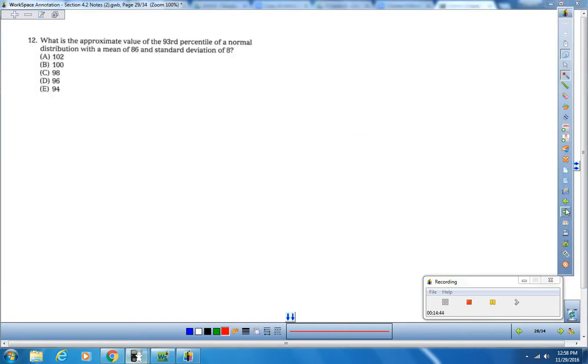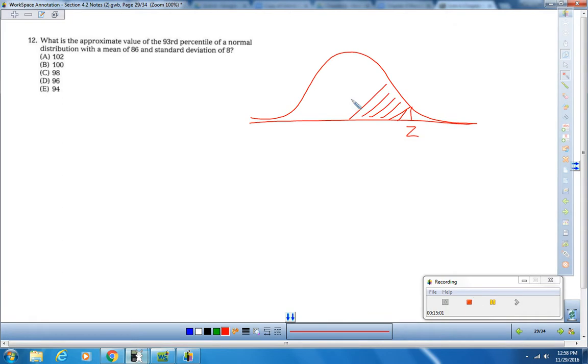Let's move on to number 12. What's the approximate 93rd percentile value of a normal distribution with a mean of 86 and a standard deviation of 8? So basically what I'm wondering here, 93rd percentile would be somewhere up in here. And this is where 93% of my data would be. Right? And so what I have to figure out is what is this z-score at the 93rd percentile?